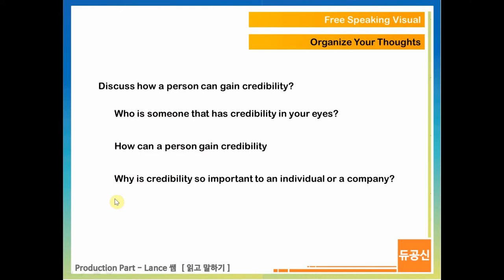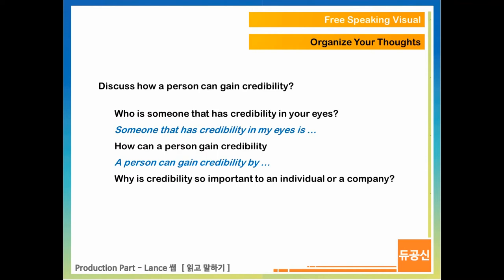For example, who is someone that has credibility in your eyes? Someone that has credibility in my eyes is, using the same sentence structure and the same grammar. How can a person gain credibility? A person can gain credibility by, in the same way. Why is credibility so important to an individual or a company?